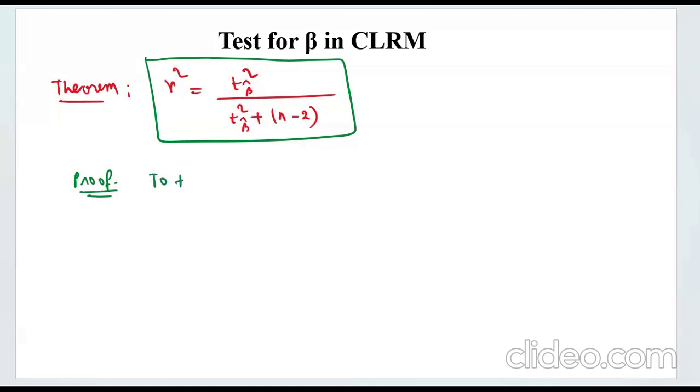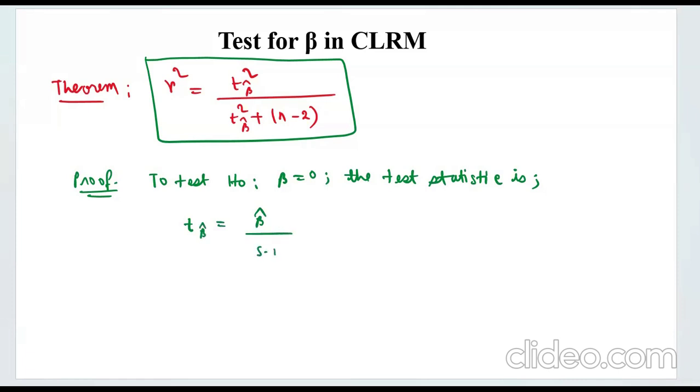So to test H naught beta equals to 0, the test statistic is T beta cap, which is beta cap upon standard error of beta cap. So we start with this T statistic. Now the standard error is also unknown to us, so you can put a cap on this as well. Now individually write what we know. Expand this. What is beta cap? Let me go to the next line. What will be T square? Let us start with this.